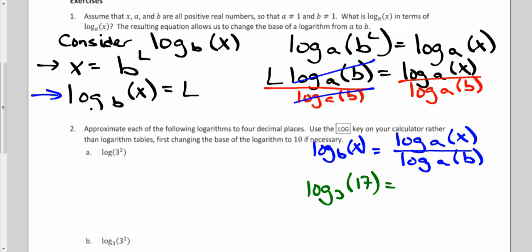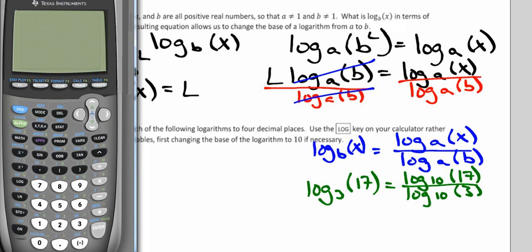So then this equals log base 10 of 17 over log base 10 of 3. And I plug that into my calculator. Let's turn this on and do log of 17 divided by log of 3, and I get 2.5789 as the answer.